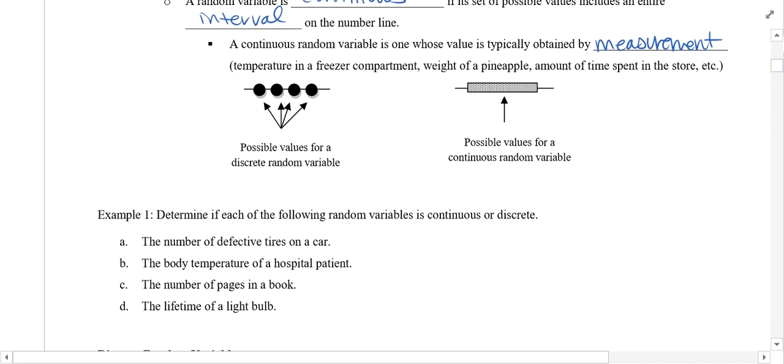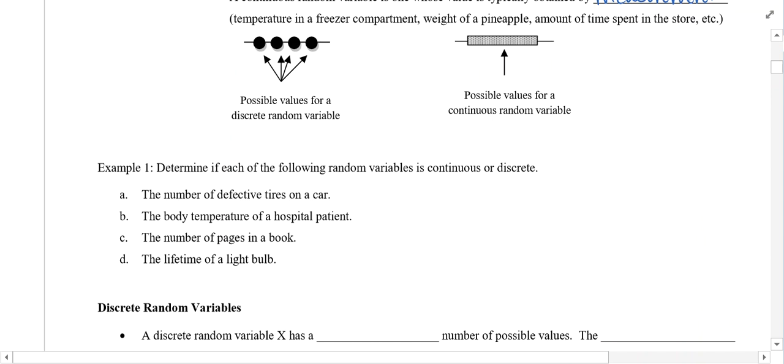Okay. So determine if each of the following random variables is continuous or discrete. The number of defective tires on a car, that's going to be discrete. I'm just going to put a D for discrete. Body temperature of a hospital patient, that's going to be continuous, because it's going to go over that whole interval. The number of pages in a book, that is discrete. That's a countable number of things. Even though there are lots of possible values, it's still a countable number of pages. A lifetime of a light bulb, that's going to be continuous.